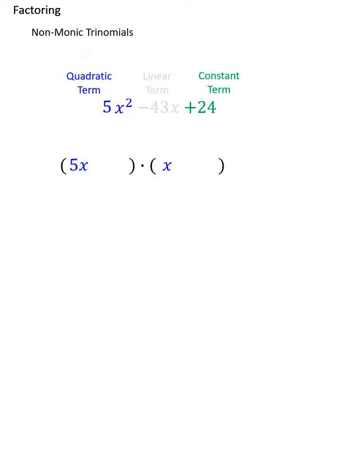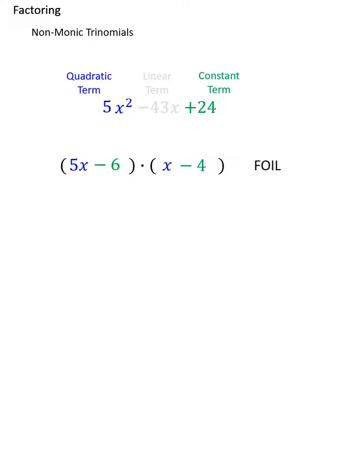As far as the constant term goes in green, we could pick -6 times -4. There are many other things we could pick, but remember, we're just making a guess. And it's an educated guess because -6 times -4 is positive 24.